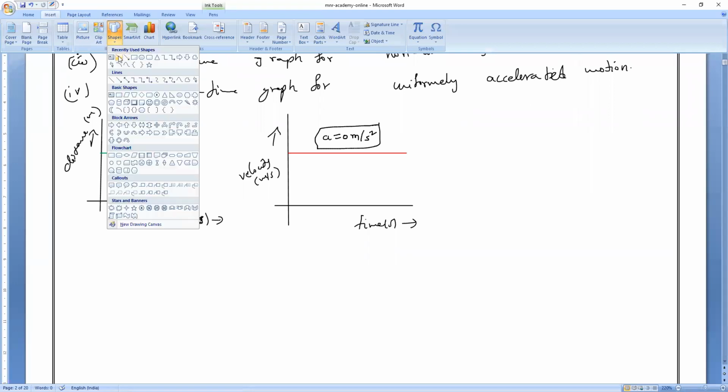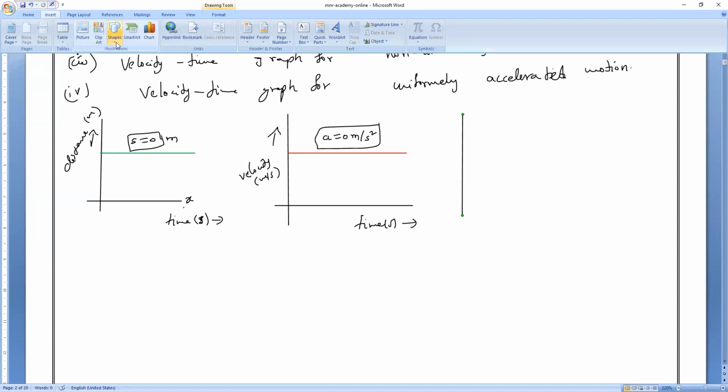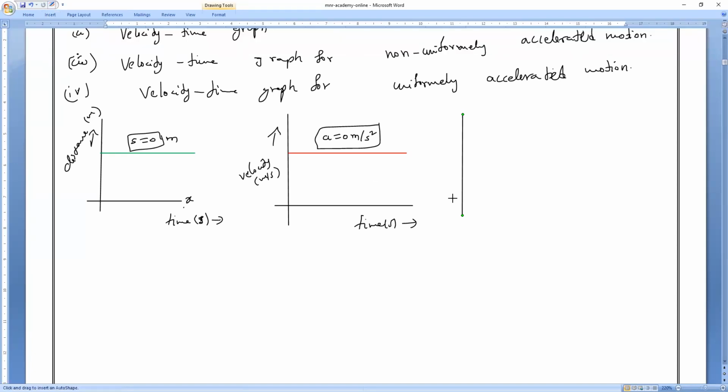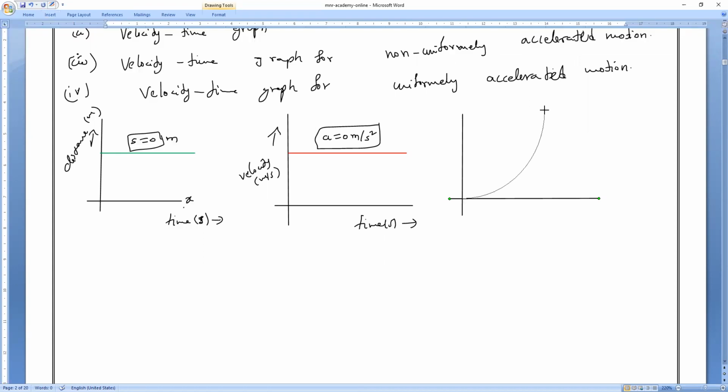Next, the third graph. What is the third graph? Velocity time graph, but is the velocity increasing uniformly or non-uniformly? Non-uniformly. Non-uniformly accelerating. So is it an upward curve or a downward curve? Curved upwards. Curved velocity time graph, curved upwards.